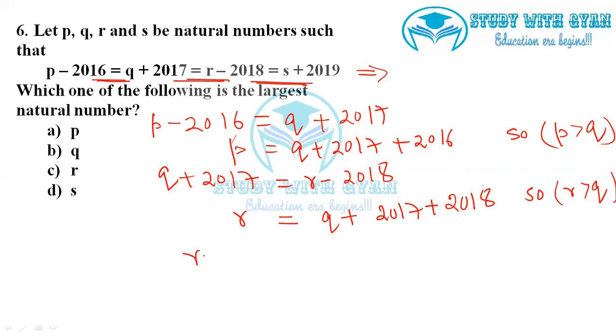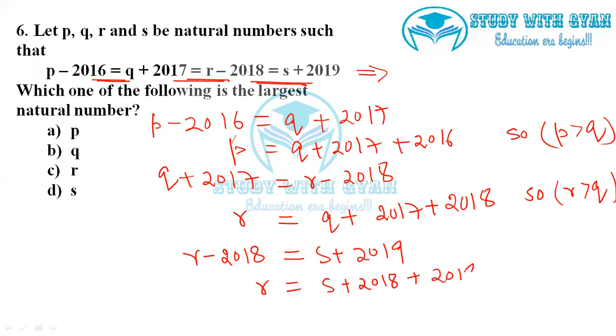And when I take the last two statements, R minus 2018 equals S plus 2019, I basically get R equals S plus 2018 plus 2019. So simply I can say R is greater than S. So basically R is greater than all the values. You can compare one more pair if you want, S and P, or R and P. There is no compulsion for that.